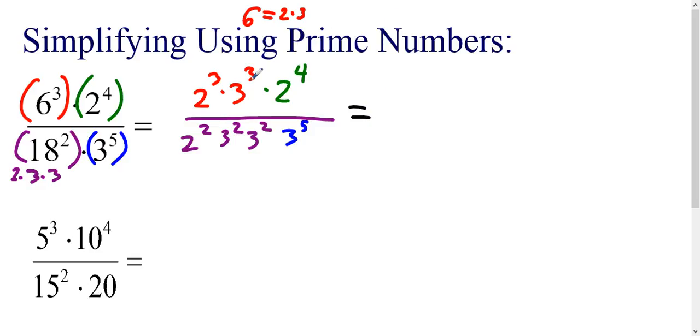Do the numerator first. If the bases are the same, you can combine them using exponent properties. So the 2's we can combine using exponent properties. That would be 2 to the 3 plus 4 is 7. And then 3 to the third. In the denominator, we only have that 1, 2 squared, so we'll keep that. And then the 3's, 3 squared, 3 squared, 3 to the 5th, they all have the same base. You add your exponents.